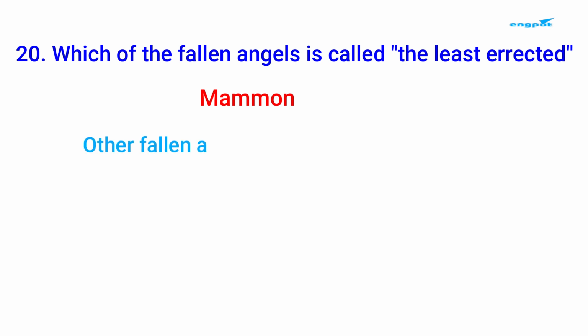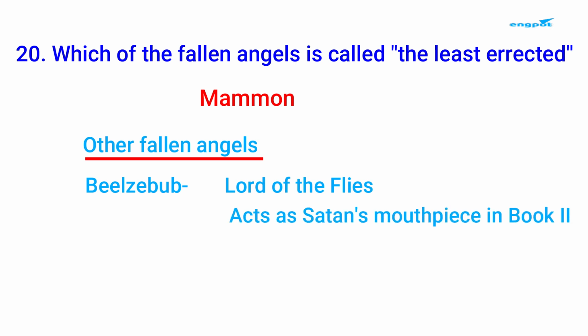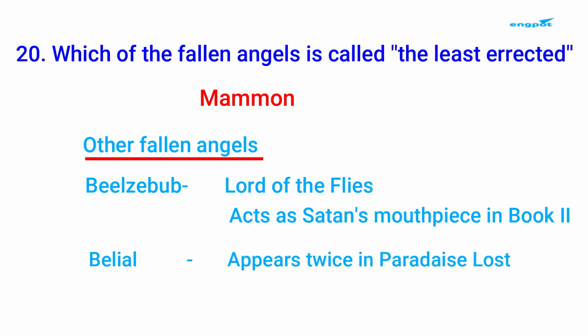Now, Beelzebub is another fallen angel and is the lord of the flies, and he acts as Satan's mouthpiece in book 2. Belial is also another fallen angel who appears twice in Paradise Lost. First, when he advises the angels not to fight again, and second time during the war in heaven.